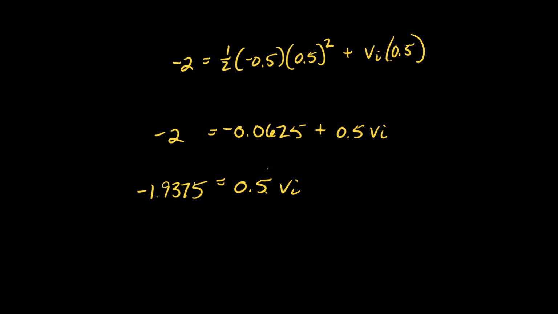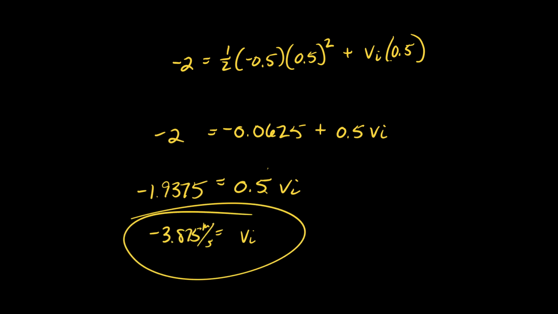So I divide this by 0.5, and I'll get that VI equals negative 3.875. See, math works. Okay, I'm gonna do it that way. You do it whatever way you want.